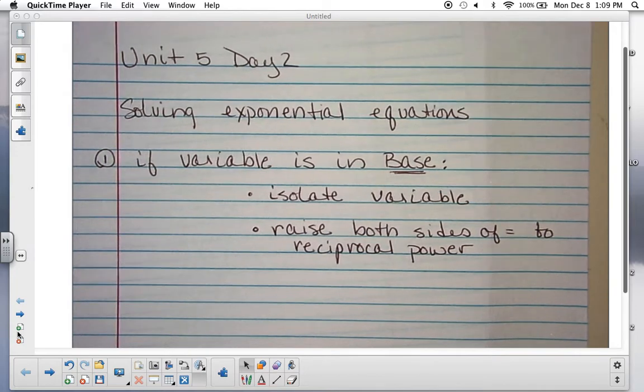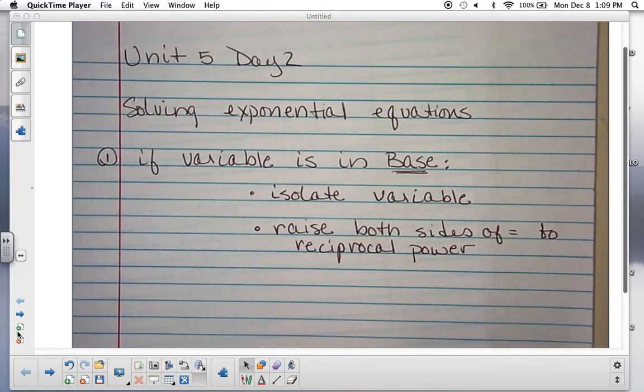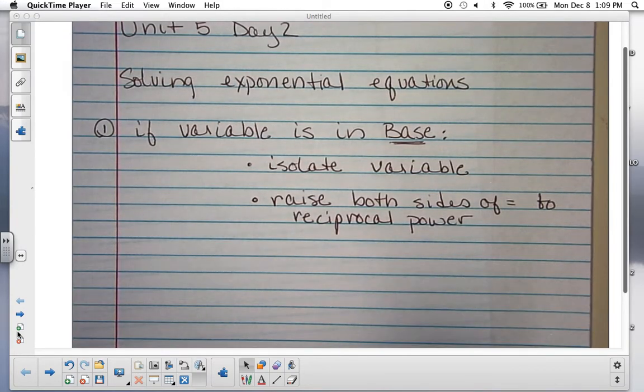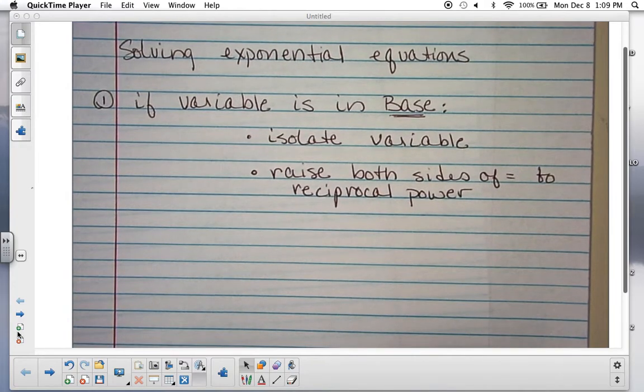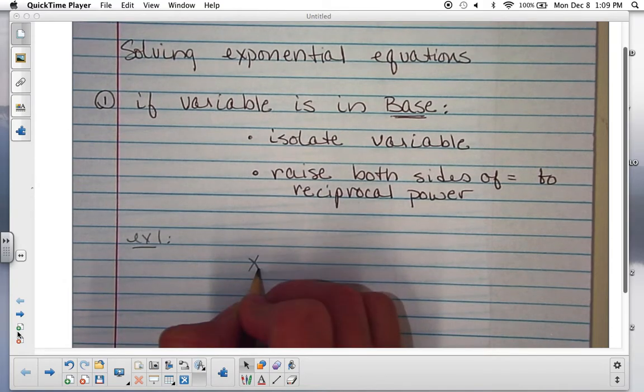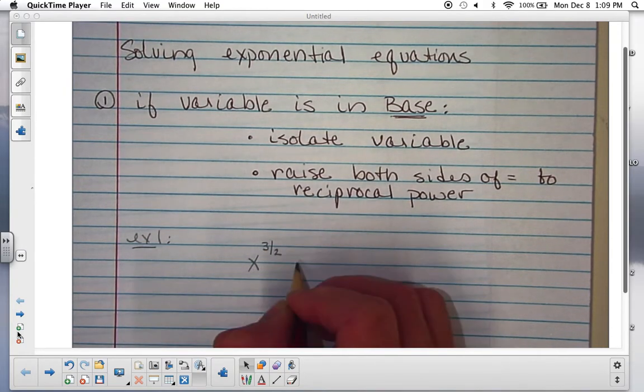And I'll show you several examples, and then we'll talk about what if the variable isn't in the base, what if instead the variable is up in the exponent. Those are the only two options. All right, our example one. I'll just scooch this up so if you're still writing there. Example 1 is x raised to the 3 over 2 power equals 125.